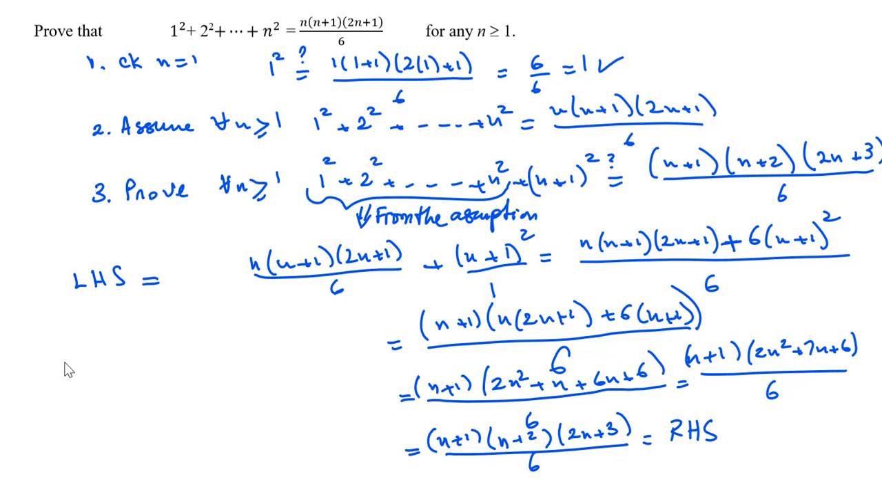So again, we went from the left hand side. We use the assumption for part of the left hand side, replace the dots with the assumption, and then add the n plus 1 term. Do some algebra, factor and so on, and you end up at the right hand side. And therefore, now we're done. We can say that 1 squared plus 2 squared plus and so on, and we're done.